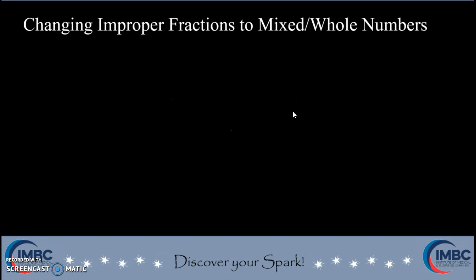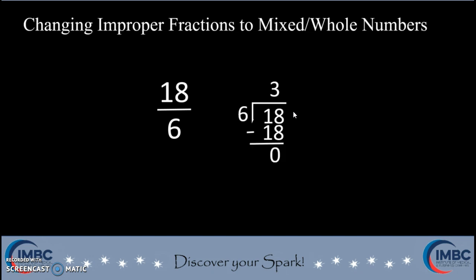Let's try another one. 18/6. 18 divided by 6. 6 goes into 18 3 times. 6 times 3 is 18. We subtract that with a remainder of 0. So we have a whole number 3.